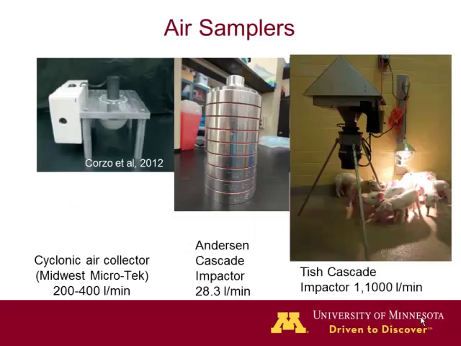So these are the air samplers that we used. Here we have the Andersen Cascade Impactor. Here I wanted to show the different airflows that these devices work with: 200 to 400 liters for the air cyclonic. Then these are the size selective air samplers. The Andersen Cascade Impactor works at 20.3 liters per minute and is able to separate particles into 8 sizes. And the Tisch Cascade Impactor is a high volume type of sampler.